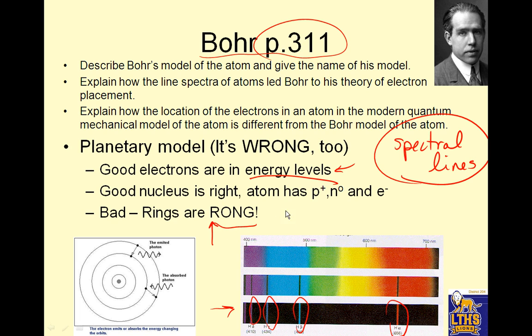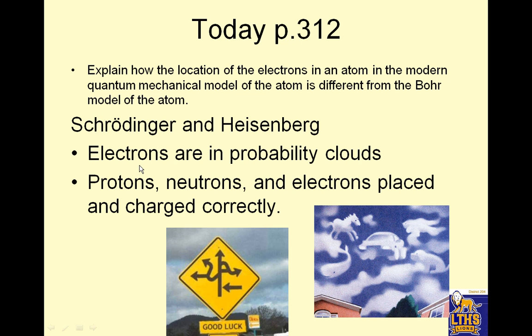Look, that's spelled wrong, because wrong is spelled like this. Rings are wrong, but what's right about the planetary model was that the electrons were in energy levels. Okay, so we still have a nucleus, we still have protons, neutrons, and electrons, and we know that the electrons are in energy levels. What's bad is the rings. So we no longer use this planetary model to describe the atom.